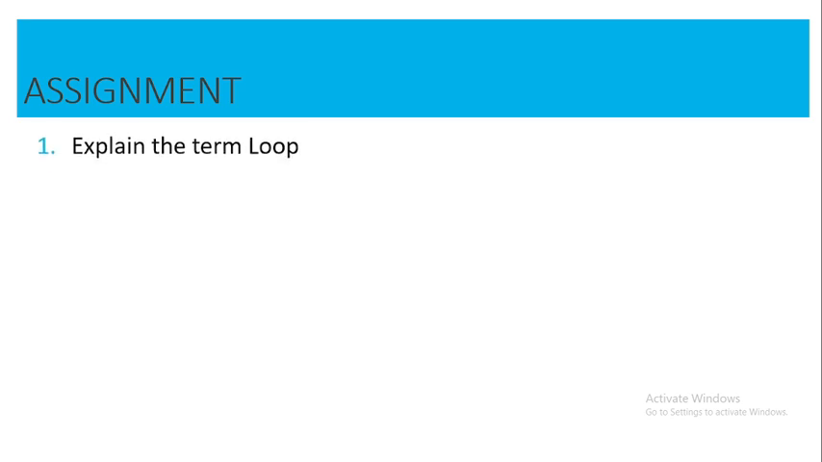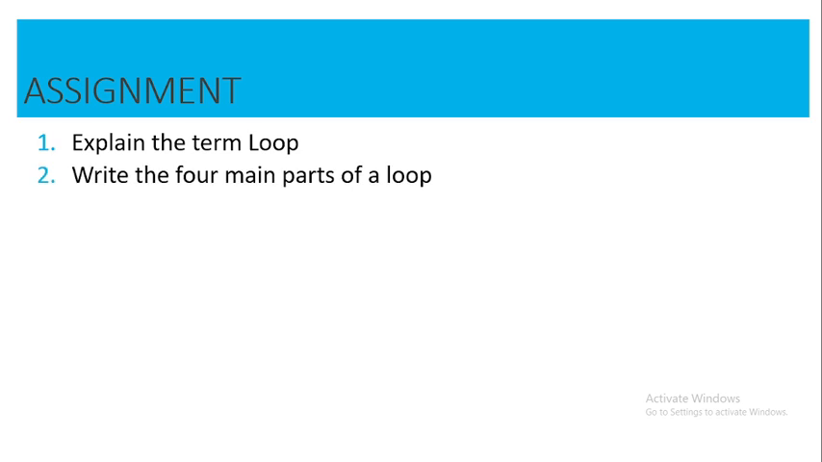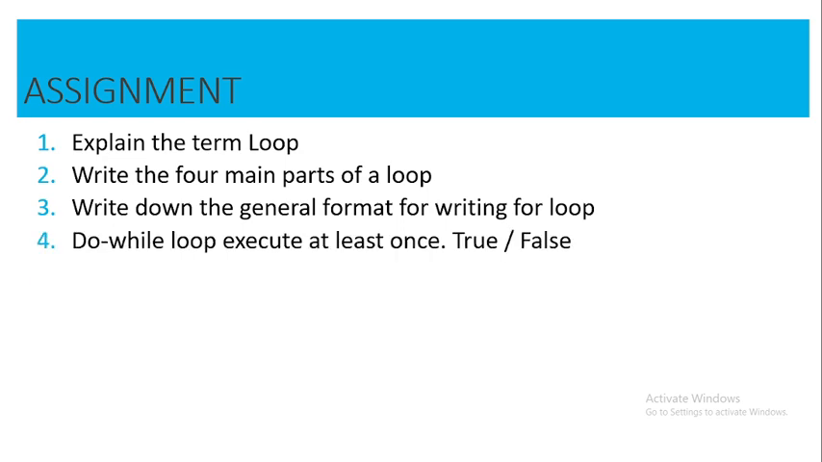Assignment. Explain the term loop. Write the four main parts of a loop. Write down the general format for writing a for loop. A do while loop executes at least once, true or false.